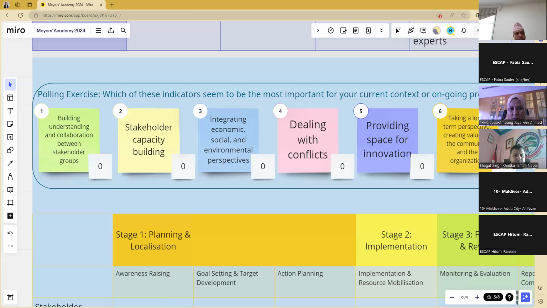Third point is about integrating economic, social, and environmental perspectives. Very often we don't see in our daily lives how the economic aspects and the social aspects and the environmental aspects come very close together, right? So the more opportunities you have to bring these different perspectives together in your project, the better.